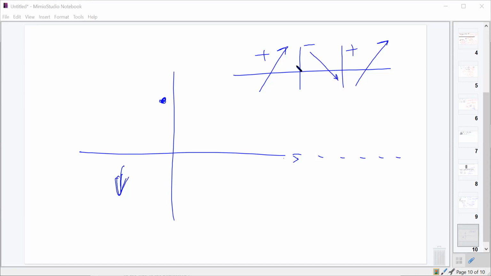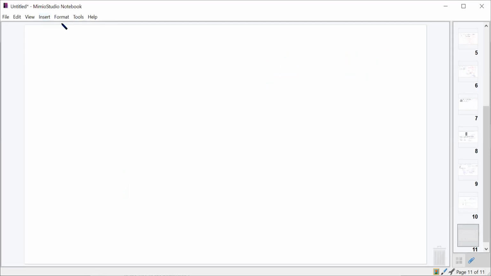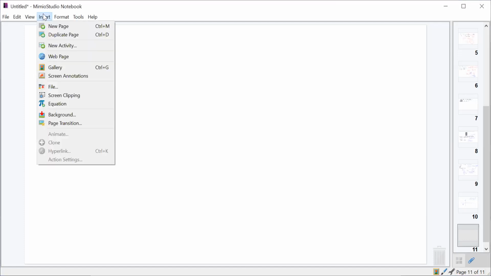2C from the 2008 free response. Okay. Let's see here. Put a clipping of this in here. All right, 2C.